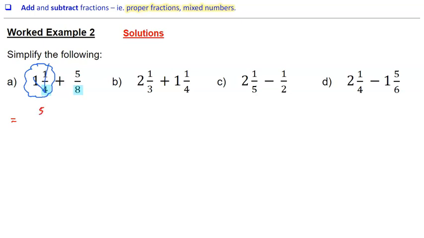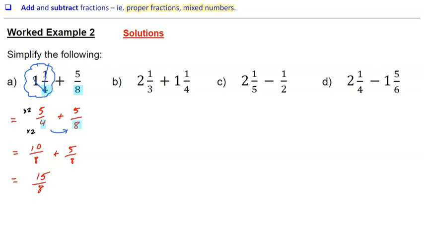1 1/4 is 4, plus 1 is 5 on 4 parts. Plus 5 on 8. Notice I've not yet made the same parts. I notice now that 4 fits into 8. I'll use 8 as my denominator. I've now got 10 parts on 8 plus 5 parts on 8.